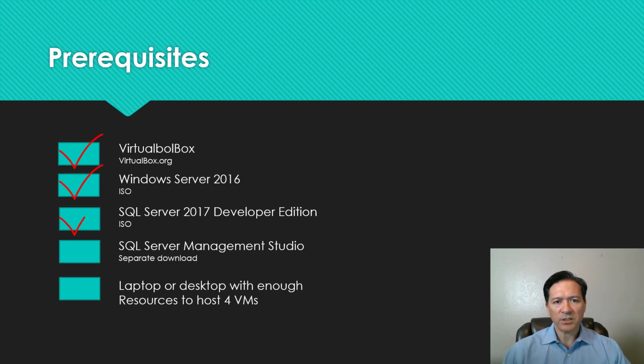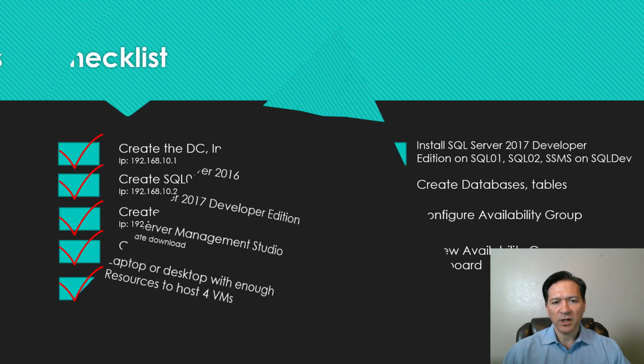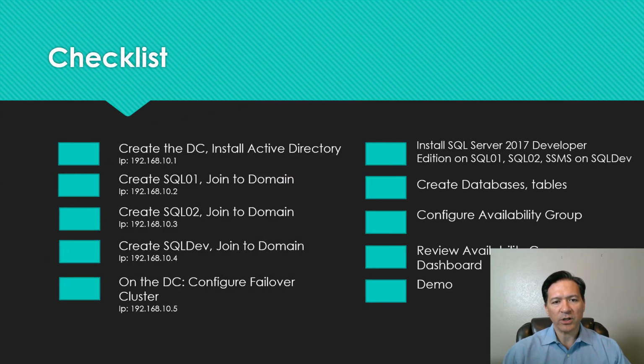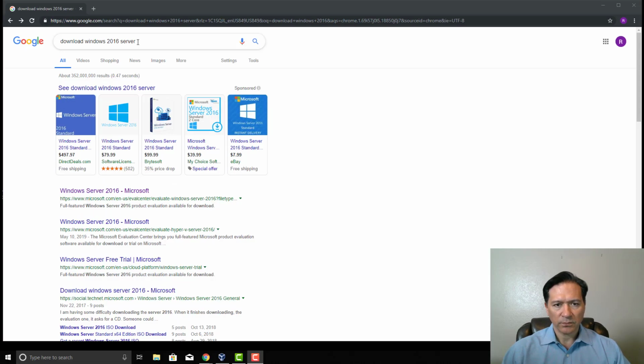Some prerequisites: you'll need VirtualBox, Windows Server 2016 ISO, SQL Server 2017 Developer Edition, SQL Server Management Studio, and a laptop or desktop with enough resources to host 4 VMs. Here's a quick checklist, and we'll go through this as we go along in this video.